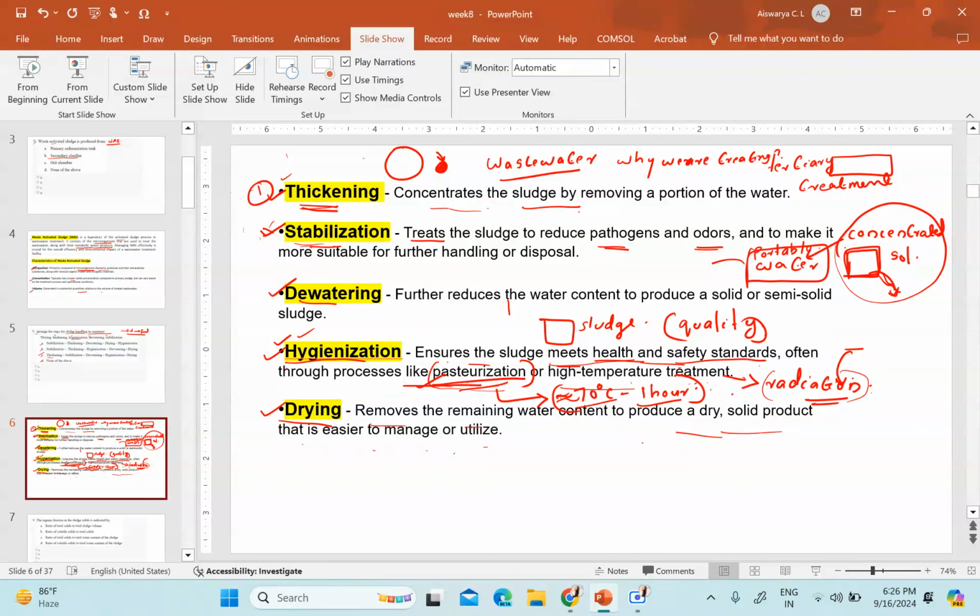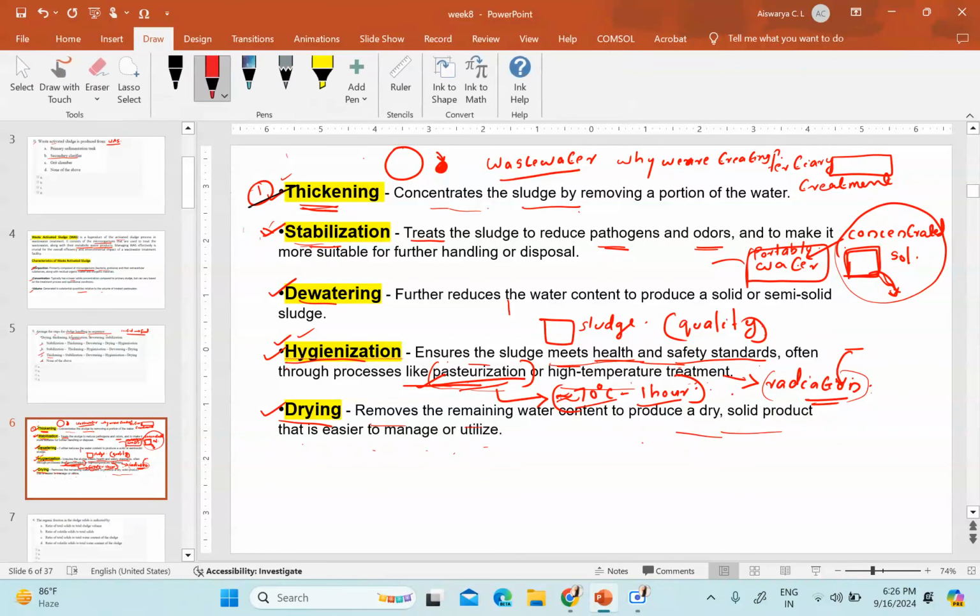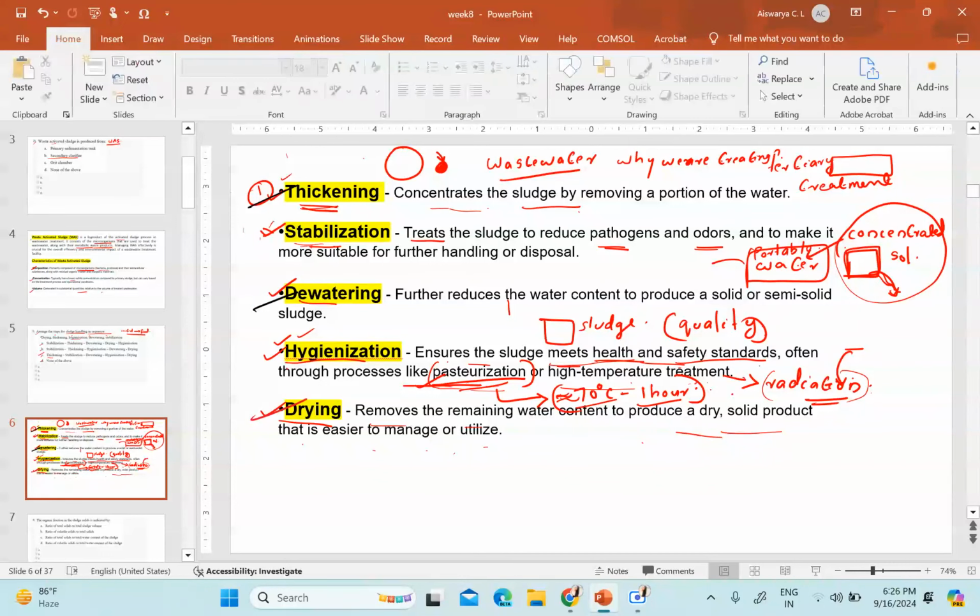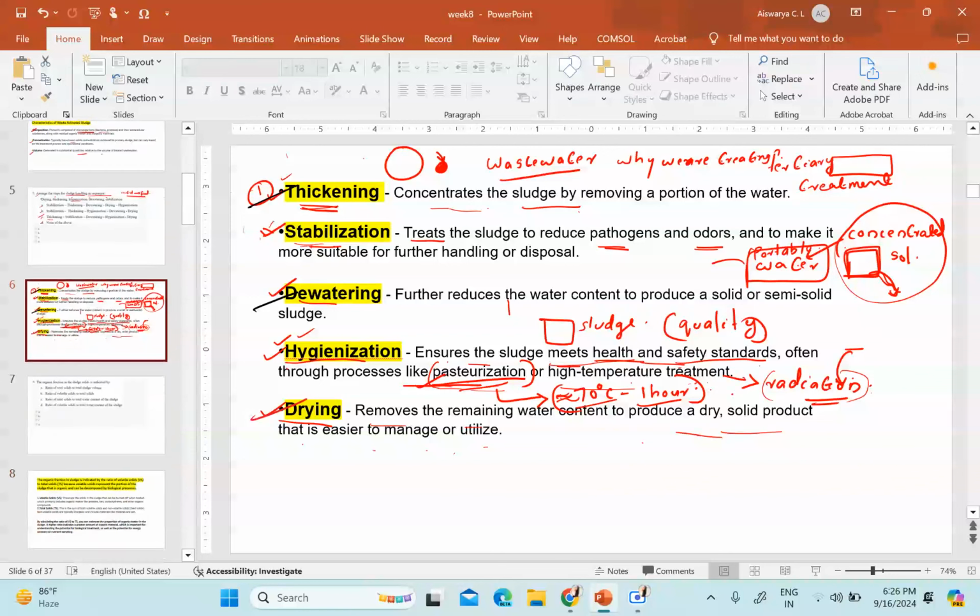Yes, in both cases, water is being removed. Even here, thickening, dewatering, and also drying. In drying, the final water content is removed. Okay, so I think in the further slides, I have explained about different dewatering things. So I think at that time you will get clear. Otherwise, at the end of the class, we'll come back here. Okay, you just remember this step, and I have some more slides on these steps.